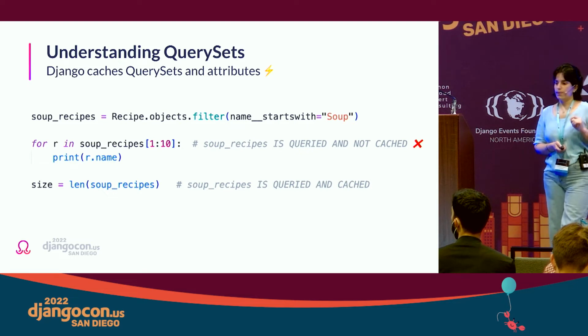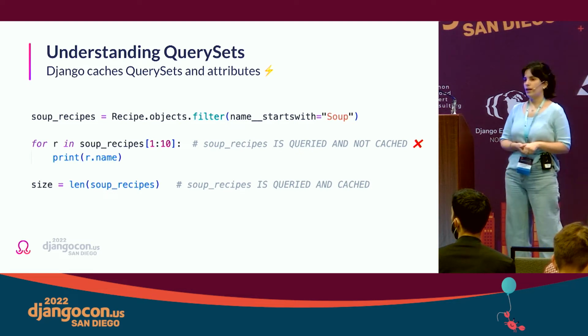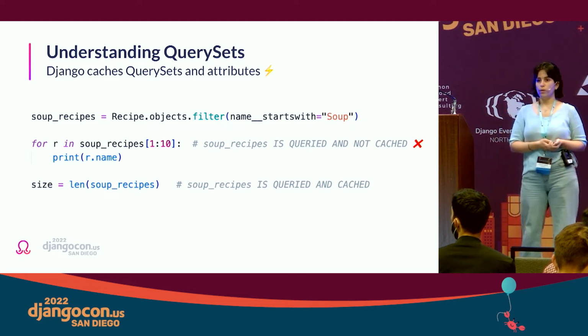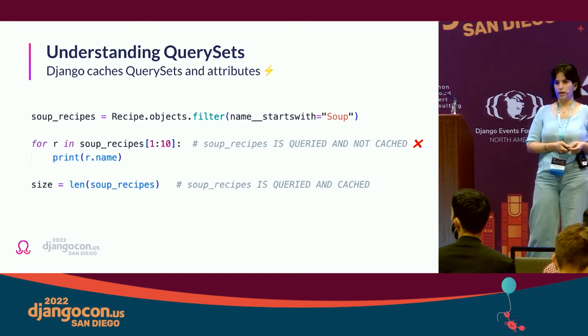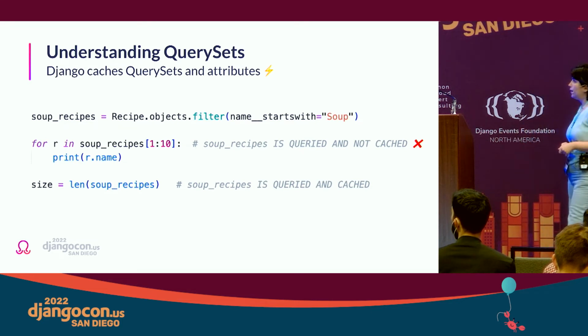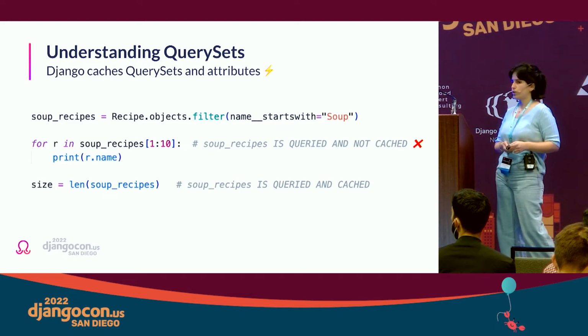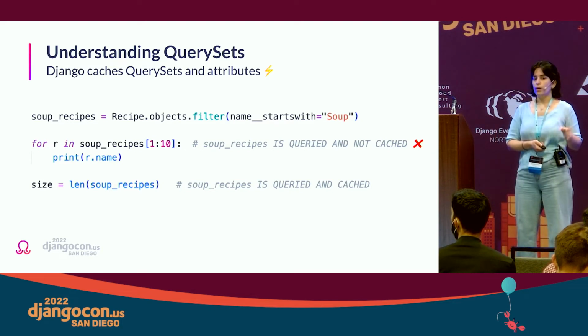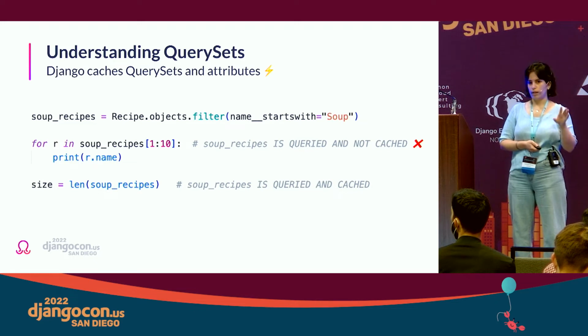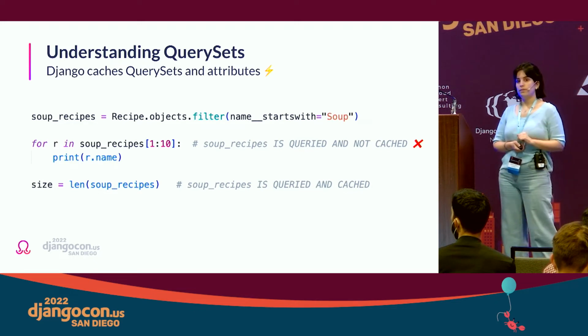Well, there are some cases where after evaluating a query set, the data is not stored in the cache. When does it happen? When I'm checking only a portion of the query set. For example, when I need to access an index, a specific element, or when I'm slicing.